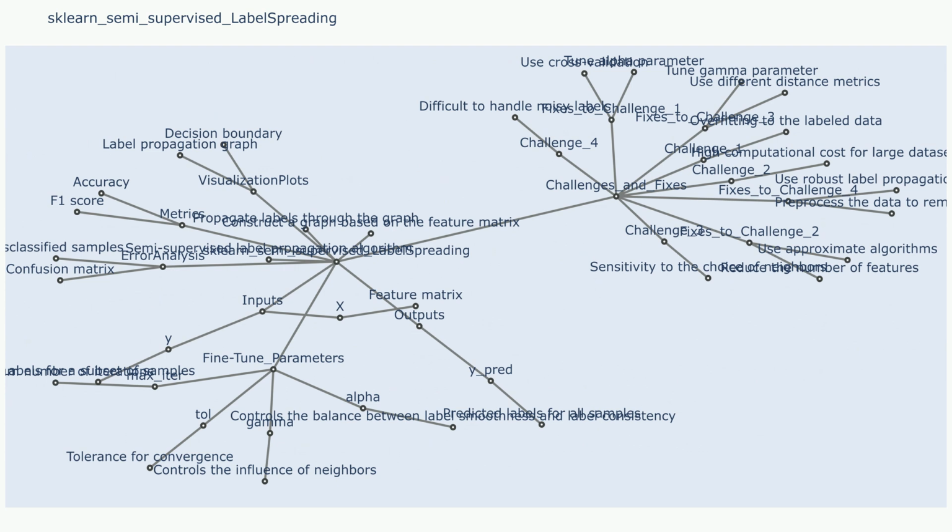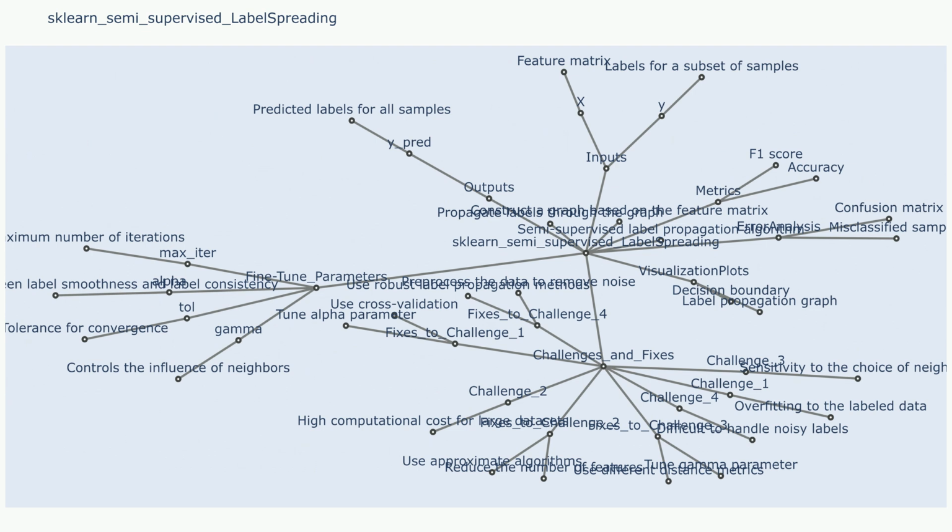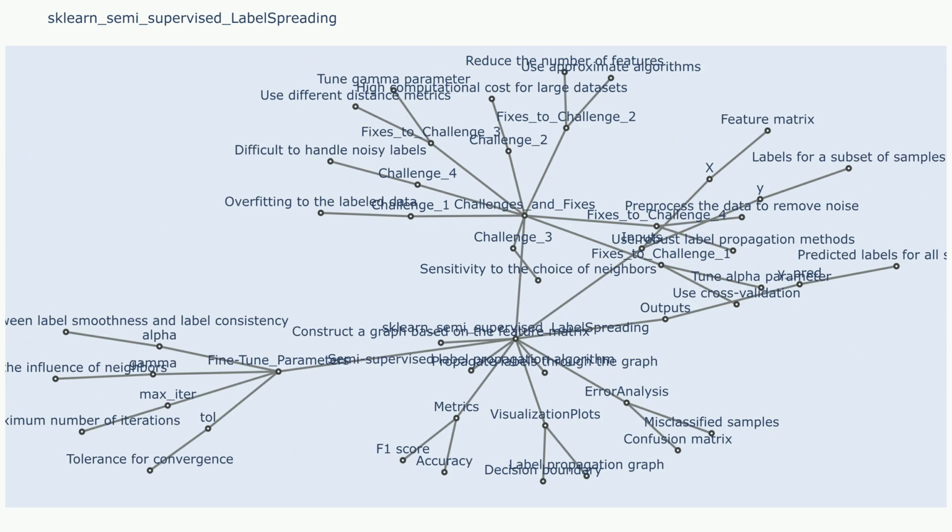Construct the similarity graph. The algorithm begins by creating a graph where nodes represent data points and edges represent the similarity between them. The similarity between two data points is determined by a chosen distance metric, such as Euclidean distance or kernel function. Assign labels to labeled data points initially. The labeled data points are assigned their true labels. Unlabeled data points are assigned an initial label, typically based on a uniform distribution or a random assignment.